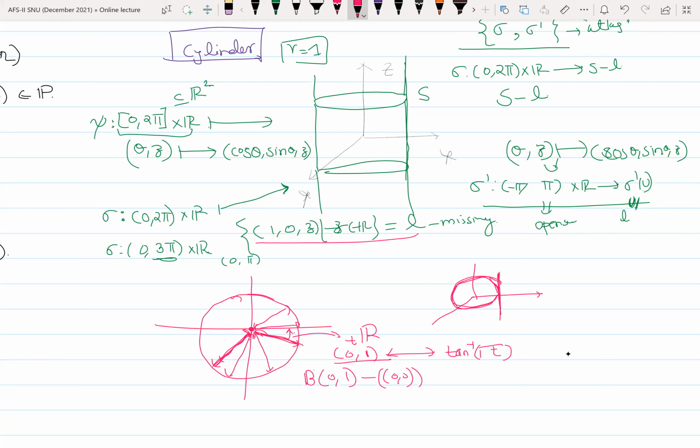So this function will give me a homeomorphism from (0, 1) to R, and then you have to do a little intelligently how you write these coordinates. Okay, so I'm leaving this, we will discuss it in tutorial.